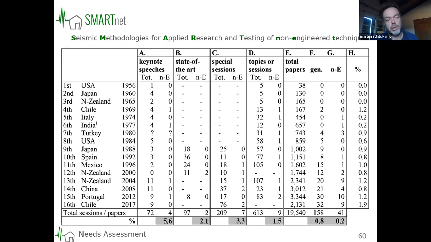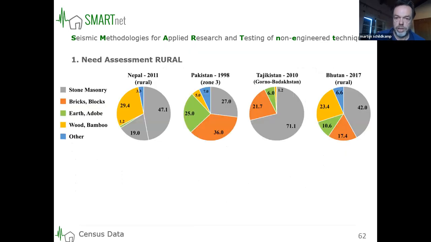Then I looked at all the papers, conferences and sessions of the last 16 world conferences. What we can see is that only 1% of all the knowledge and research is addressed to developing contexts and non-engineered techniques. So there's an imbalance here. Where the trouble is biggest, in developing countries, we do the least for them. So this means that something is wrong.